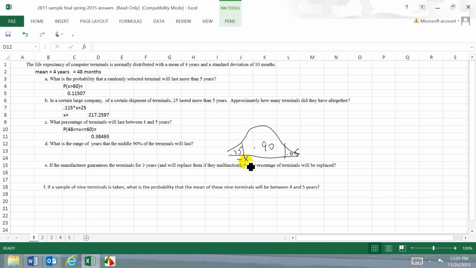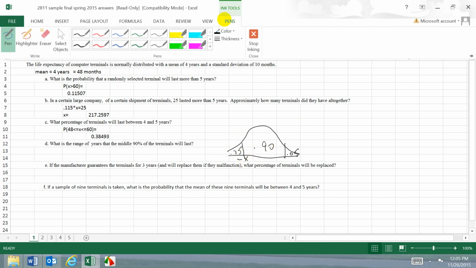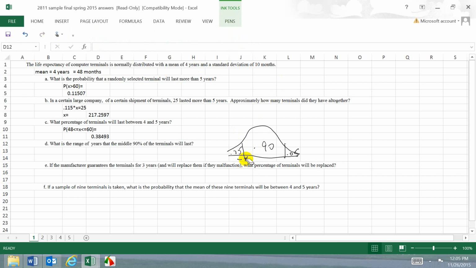Well, that's not, this is the negative one. Let's not call it minus x. This is the lower side.